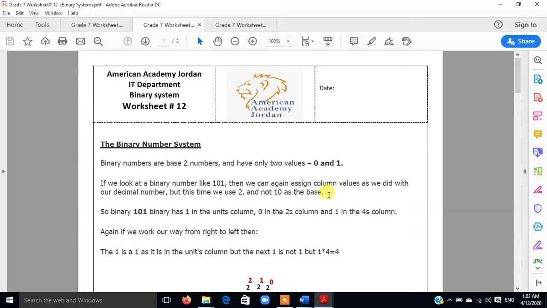Today we are going to talk about the binary system, worksheet number 12. I want you to open your booklet to worksheet number 12 and write the date here. If you don't have your booklet with you, I'm going to attach a copy of this worksheet along with the video.